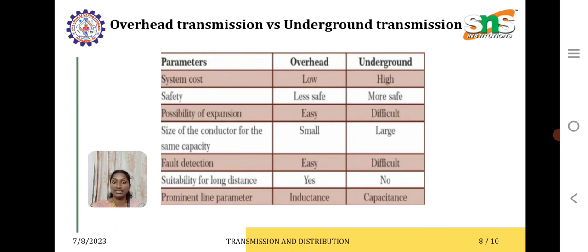Fault detection is easy in overhead because it will be visible to our eyes, but in underground we will not be able to find out where the fault is, so it is very difficult. Overhead is suitable for long distances, whereas underground is not suitable because we have to dig under the soil. So this is the comparison between overhead transmission and underground transmission.